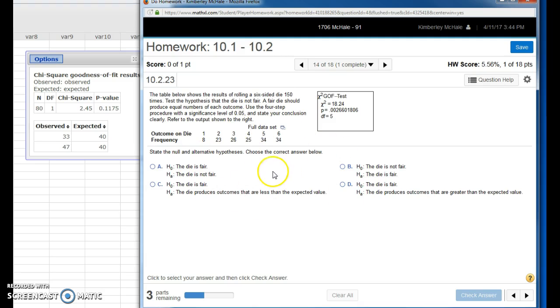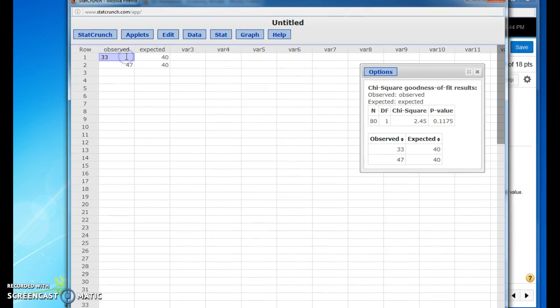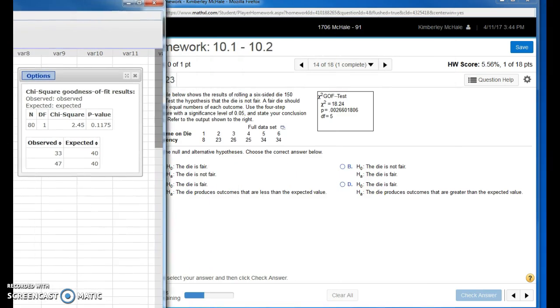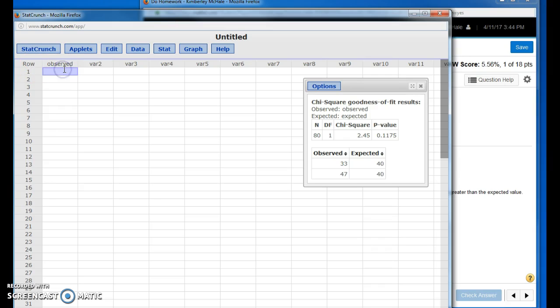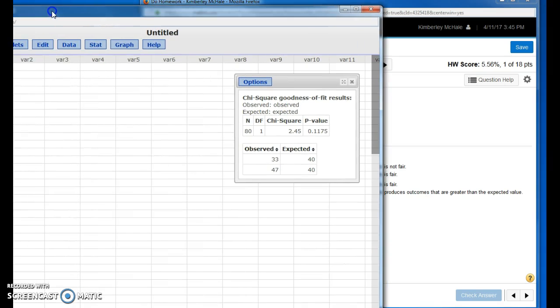Alright, this one's very similar. I'm going to again go to StatCrunch. I'm just going to pull it over and change my observed and expected from my last test. I'm going to show you how to use that other column too by not putting in an expected. So in this case, I'm going to have 8, 23, 26, 25, and then 34 and 34.